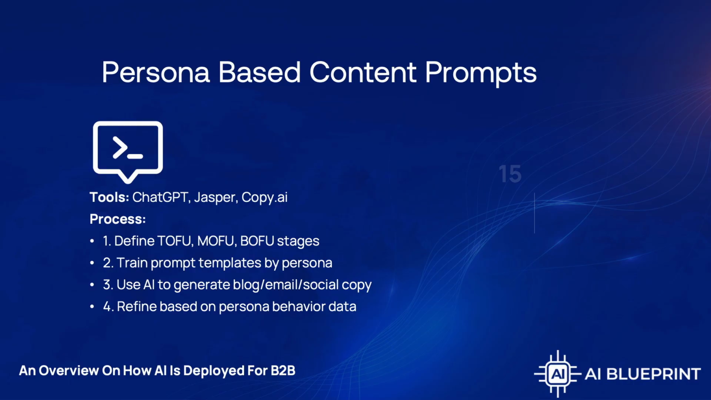We refine on persona behavior data. So what I mean by this is we could go and ask ChatGPT, go and create 5 personas for our company, right? We are then going to say, ChatGPT, can you give us suggestions for content at the top of the funnel for this persona, the middle of the funnel for this persona, and the bottom of the funnel for this persona? So ChatGPT will then go and have a look, and it will then create it, right? And this is a lot easier. This is really good to brainstorm with.